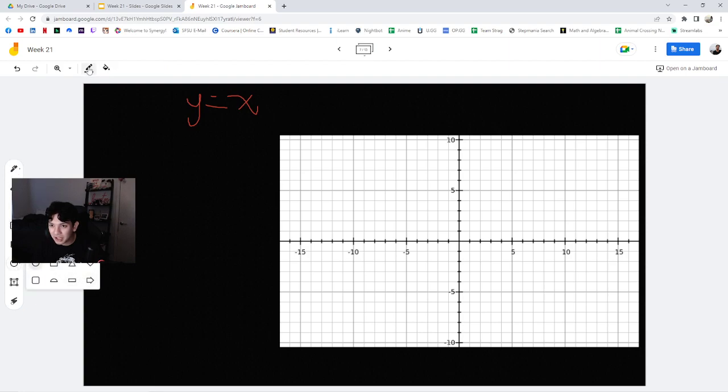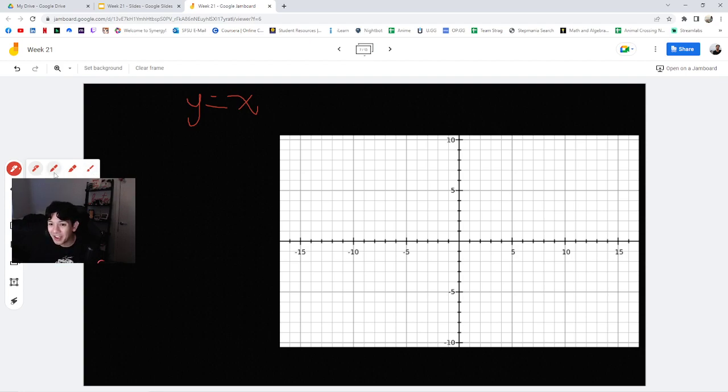Oh, I think I could do a line. Is there a line tool? No, there isn't. That's stupid. What about this? Okay, sorry. I totally just discovered something.